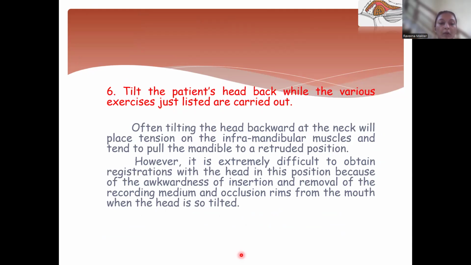Another point is to tilt the patient's head back while the various exercises just listed are carried out. Often, tilting the head backward at the neck will place tension on the inframandibular muscles and tend to pull the mandible to a retruded position. However, it is extremely difficult to obtain registrations with the head in this position because of the awkwardness of insertion and removal of the recording medium and occlusal rims from the mouth when the head is so tilted.